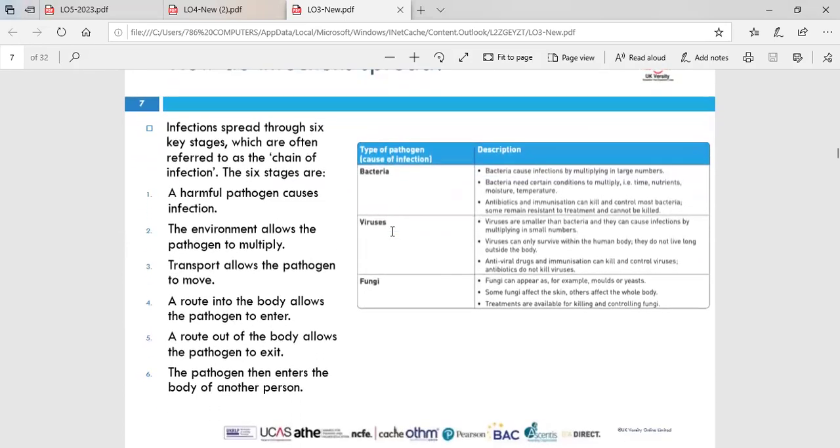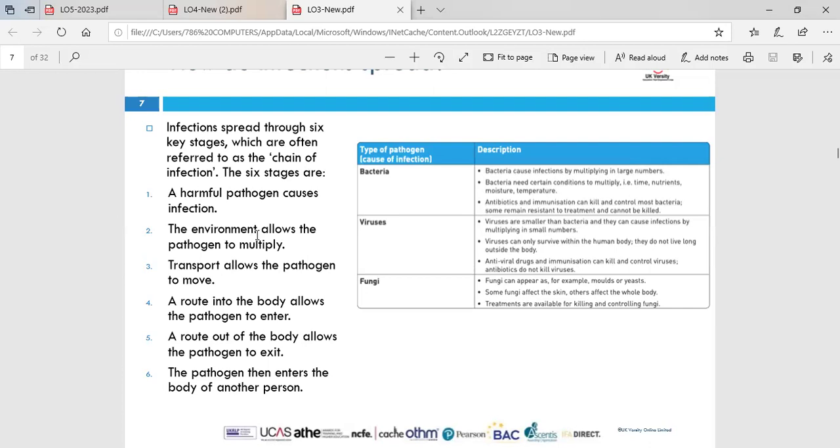How do they spread? Different organisms have different ways of spreading. So, for instance, you have the 6 key stages, which is known as a chain of infection. What we need to know is, why do we need to know them in these 6 stages? Because if we give a break in this chain of infection, we can stop the infection from spreading. So our main objective is to stop the infection from spreading.